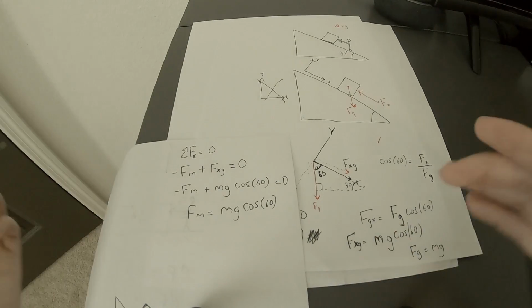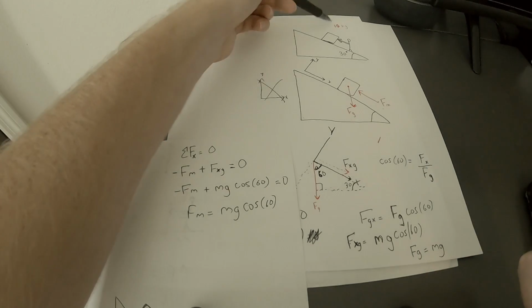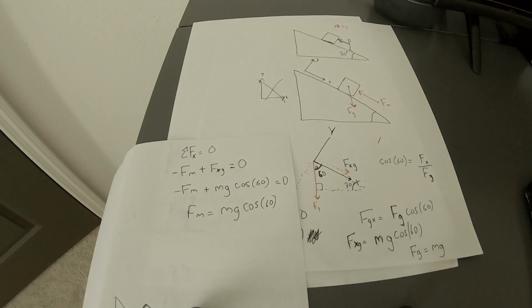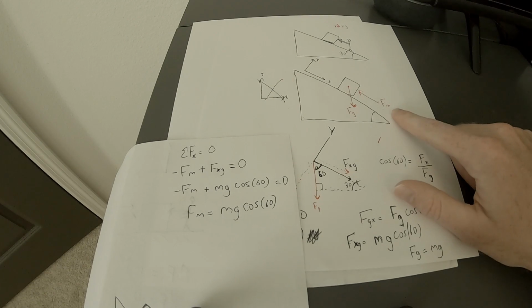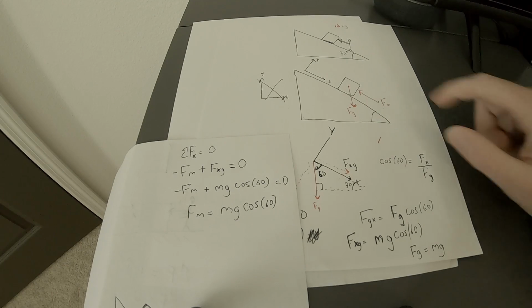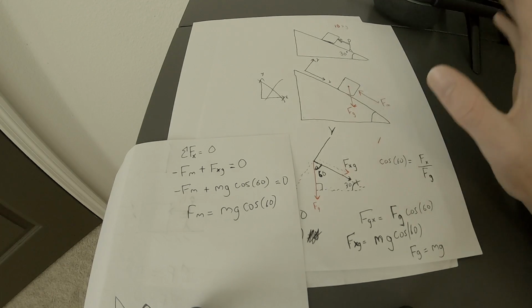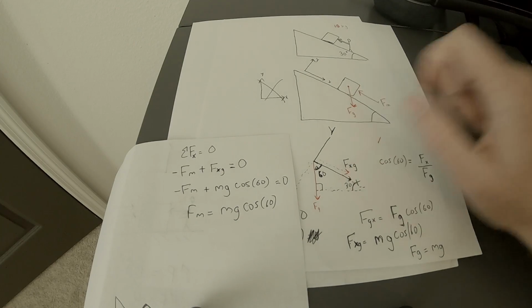So once you know that, you can just plug in the mass of the box. We know that the acceleration of gravity is 9.81, and then multiply that times the cosine of 60, and that will give you the force that the man needs to push in this direction to keep this box in equilibrium, static equilibrium, basically just to keep it there.